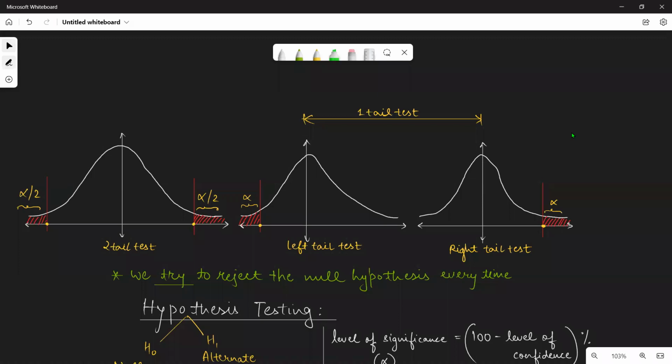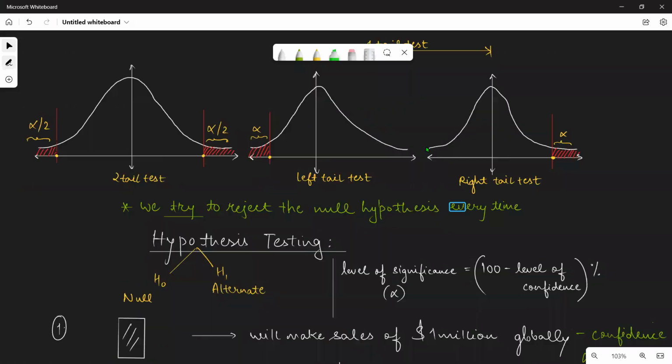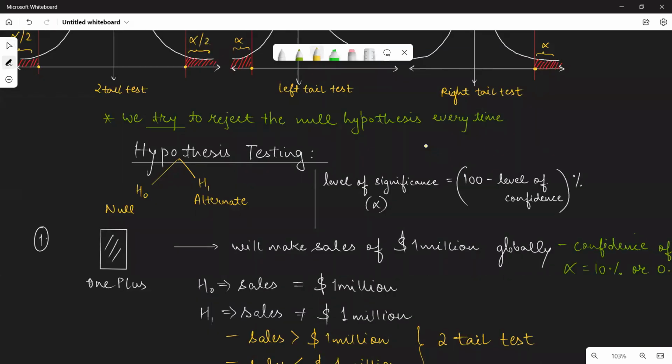Because when we refer to the tables, Z table, T table, whatever, we have to emphasize the level of significance also. So if you have a one-tailed test and you are dividing alpha by 2, then possibly you will land up at a wrong conclusion, a wrong rejection region. So considering the alpha value is important. What is alpha? Level of significance. And how do we derive that? By subtracting the level of confidence from 100%. This is what we have understood.